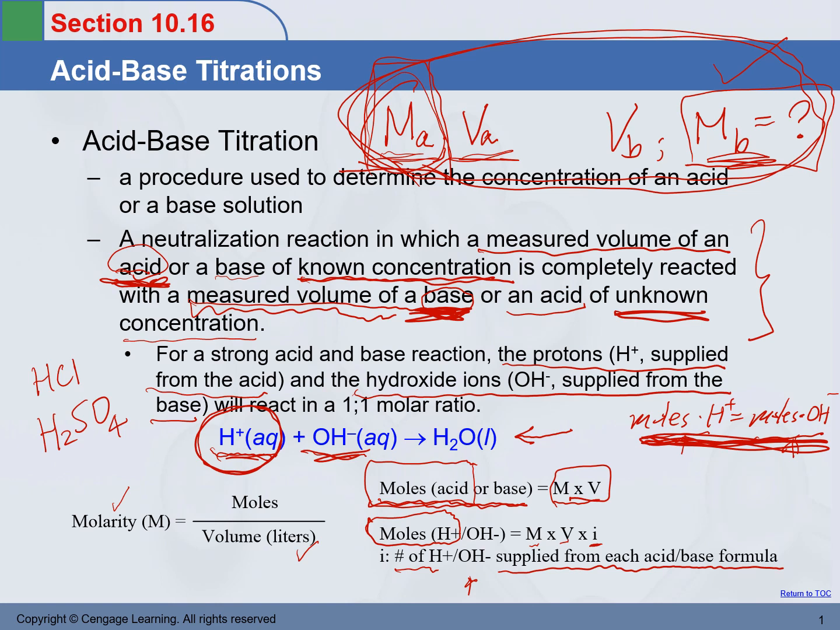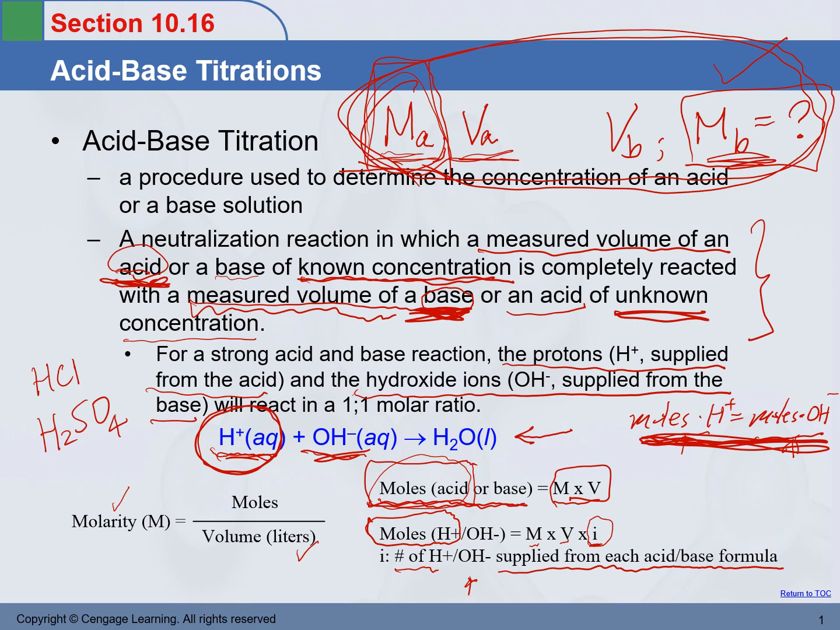Are you guys following me? If each acid supplies only one proton, for a monoprotic acid, the moles of protons will be the same as the moles of acid. However, if each formula or each molecule of the acid supplies 2 protons, i will equal 2.